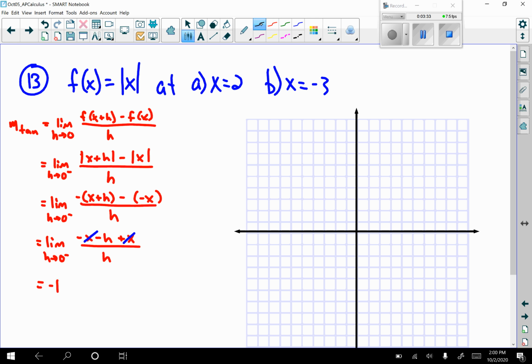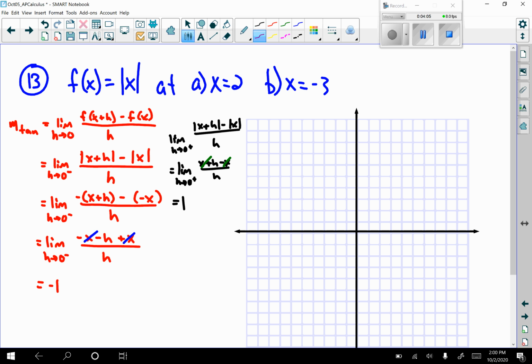Now if I took a look at the limit as h approaches 0 from the right of the absolute value of x plus h minus the absolute value of x all over h, when we're looking at a positive number, the absolute value of a positive number maintains its same sign. So now this will just become the limit of x plus h minus x all over h. Here the x's are going to cancel out, and h divided by h is just going to turn into a 1. So that's the slope of our tangent line.